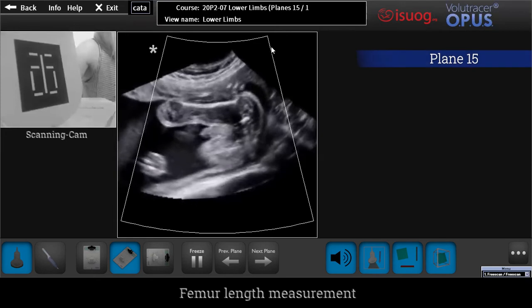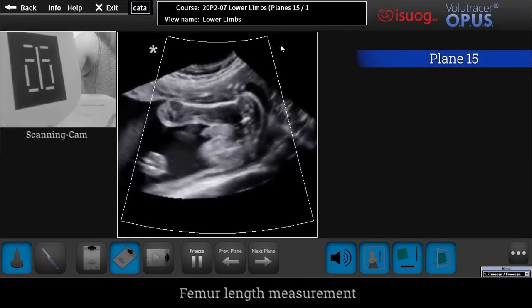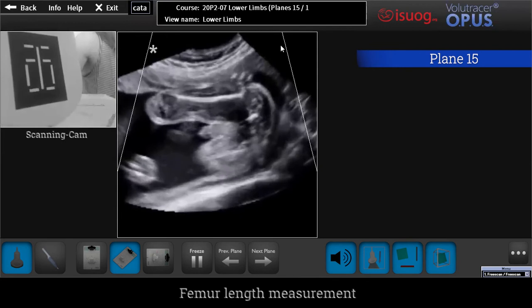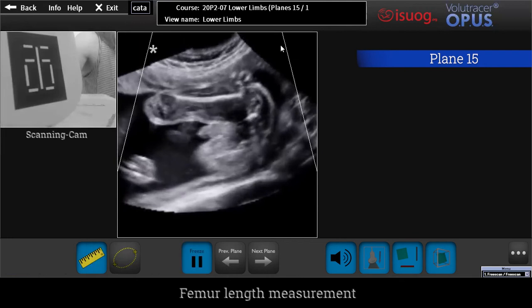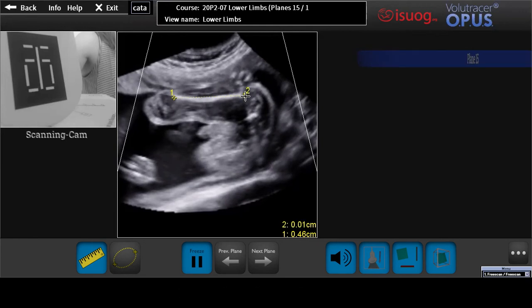We can zoom up a little bit here so we can see the edges to measure it properly. And we freeze the image now to measure it. So we use this tool and we measure our femur from one side of the femur to the other one. And there we have the femur length.